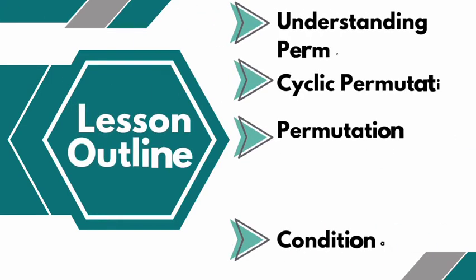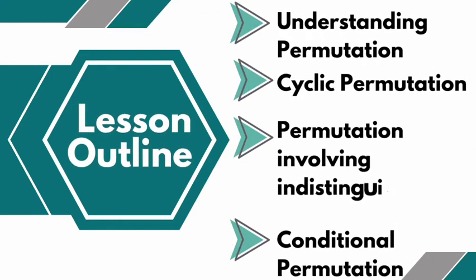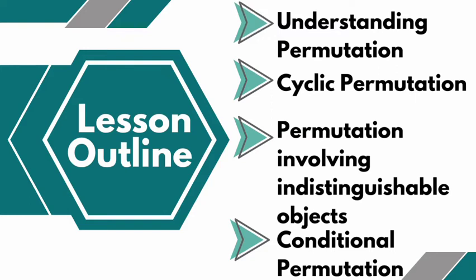In this module, we shall consider permutation. And under the lesson outline, we have understanding permutation, cyclic permutation, permutation involving indistinguishable objects, and conditional permutation.